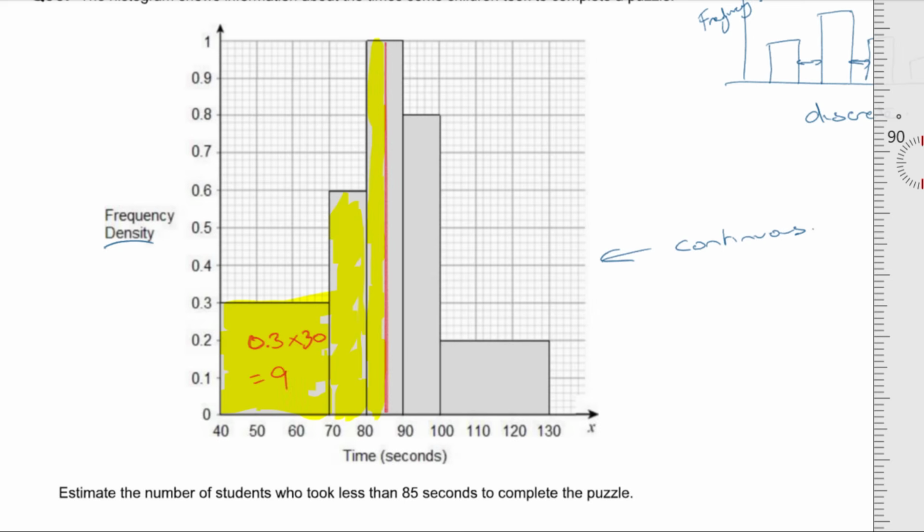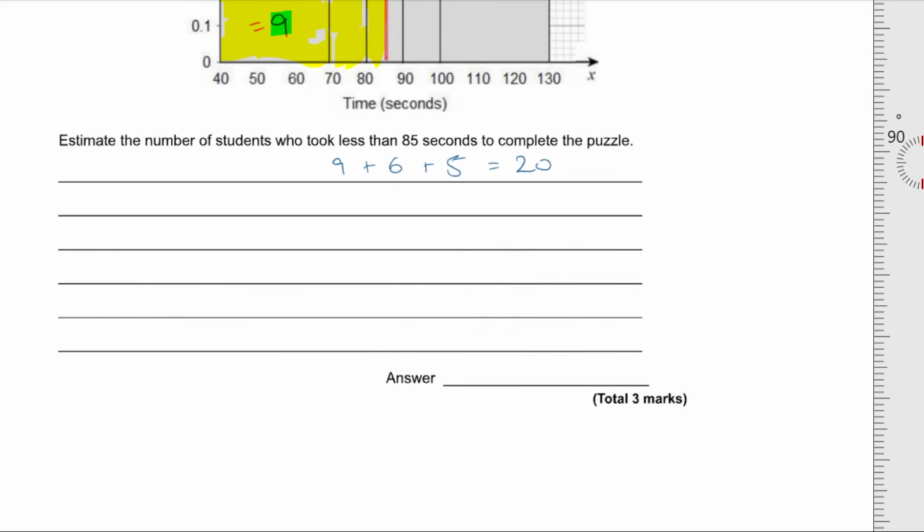That represents 9 people. This next bar is 10 times 0.6. So that represents 6 people. This next bar is 5, very skinny, times, how far does it go? Up to 1. Okay, so that represents 5 people. Okay, so then to find the total number, we're just going to add those 3 numbers together. I'm going to add the 9, the 6, and the 5 together. So then it's going to be 9 plus 6 plus 5. That adds up to 20. My answer is 20.